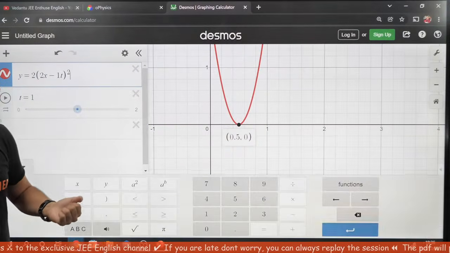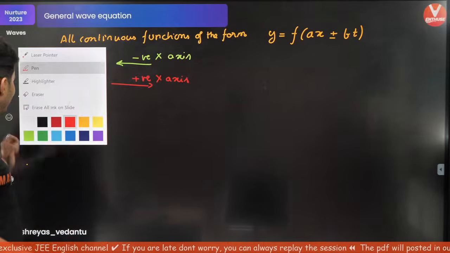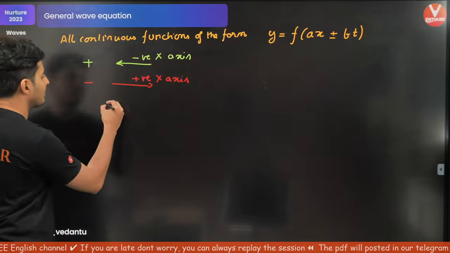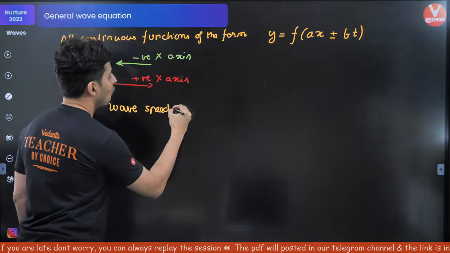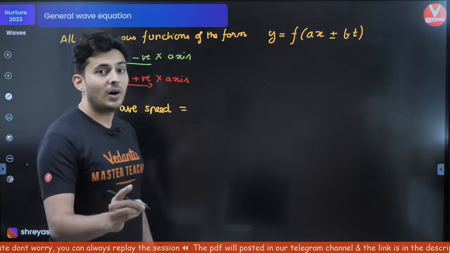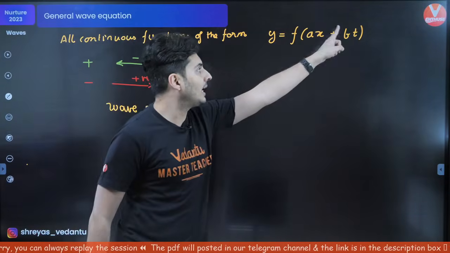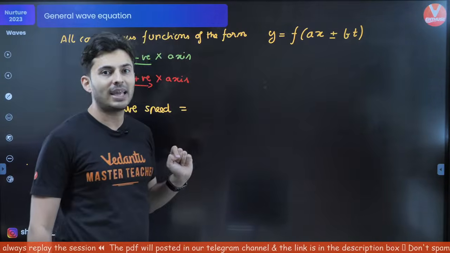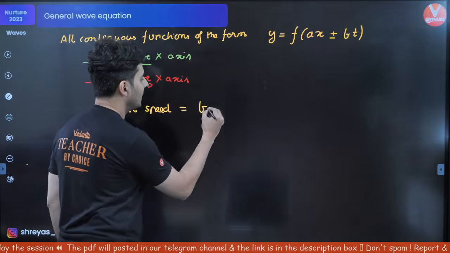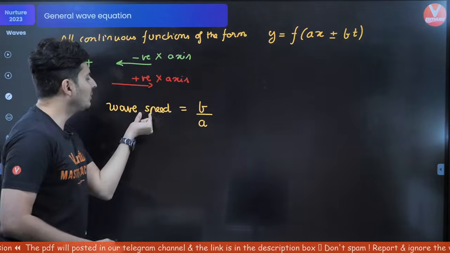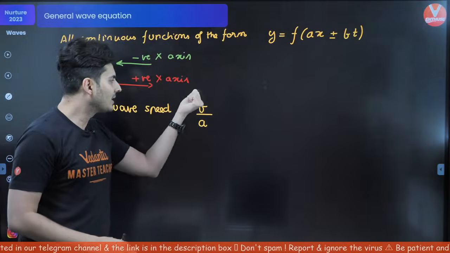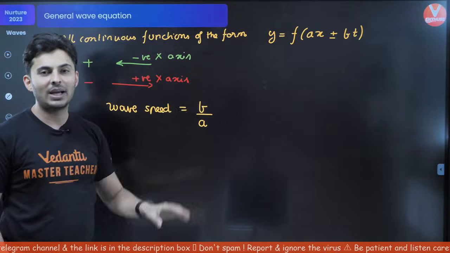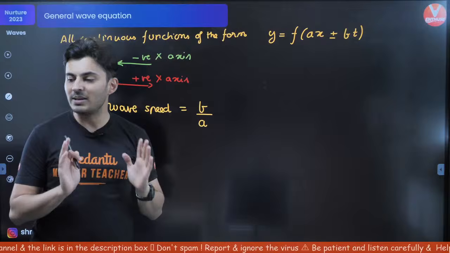That clearly shows that the wave speed, what was the wave speed? It was the coefficient of time upon coefficient of x. That means it is nothing but b by a. I'm talking about speed, not velocity. I'm just interested in the magnitude of it. This is b by a. I hope you guys get it. Yes, it is b by a.